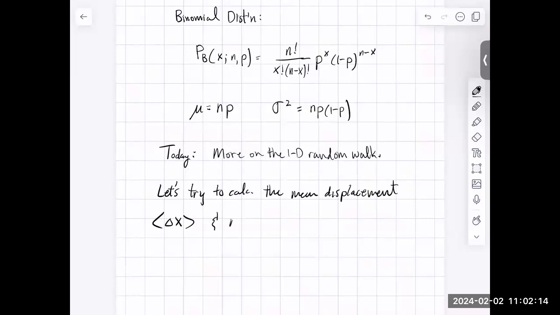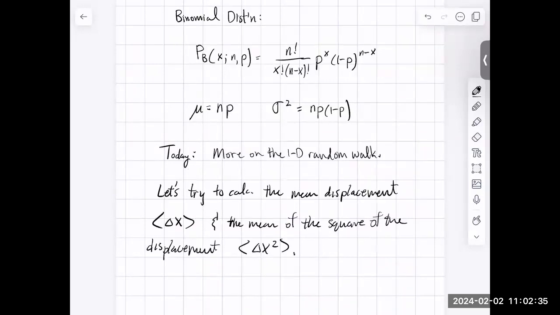And the mean of the square of the displacement. For that, our displacement is delta x, so we'll just square it, and then we take the average. What we're going to expect to find is that the mean displacement should be 0 if we set the probability of stepping to the right to be 1/2, and then the mean square will be some non-zero result. What we're going to try to do in the end is relate this to the Brownian motion lab that we have.